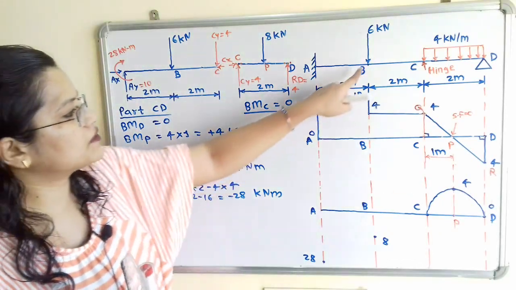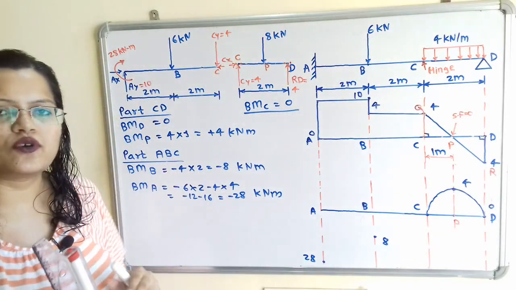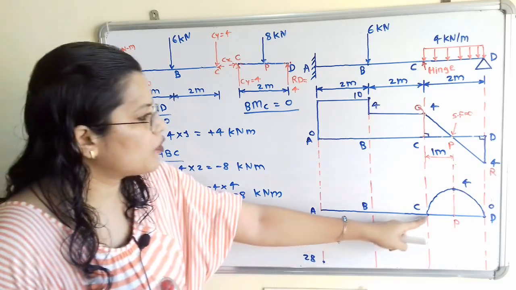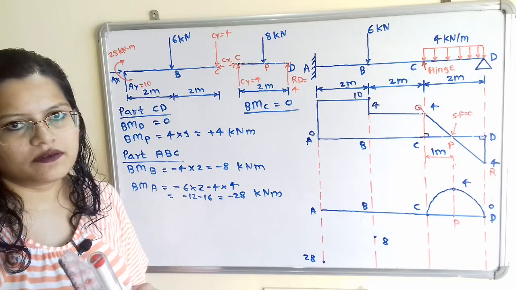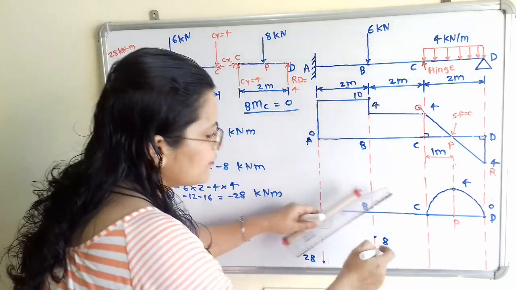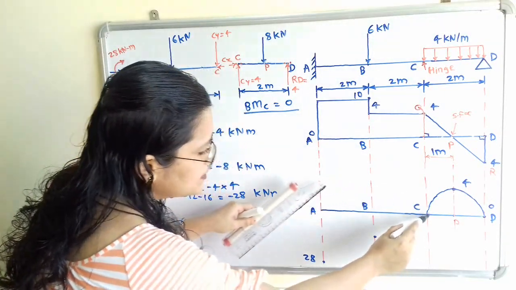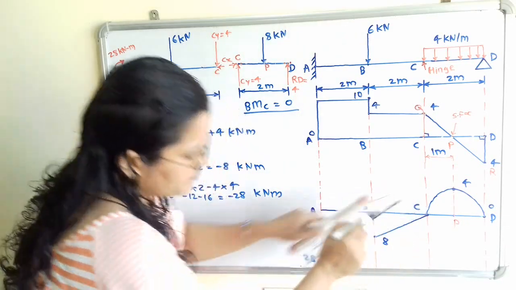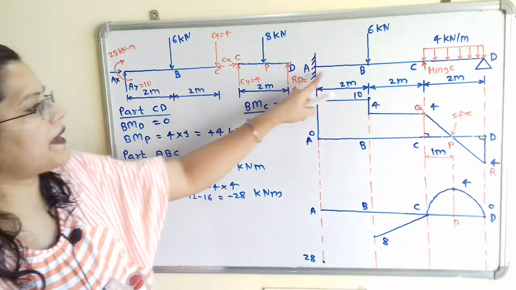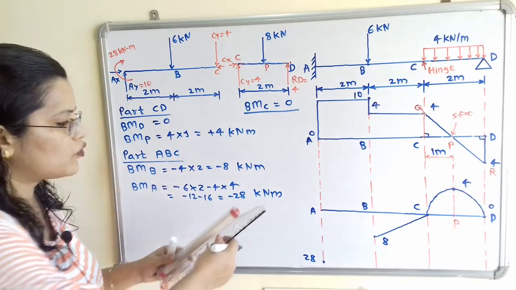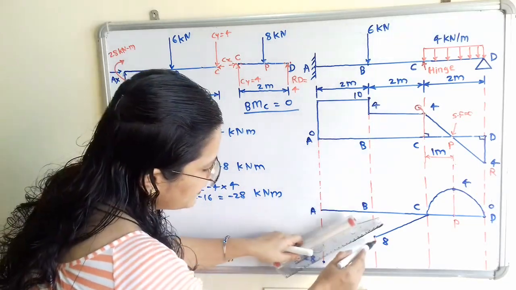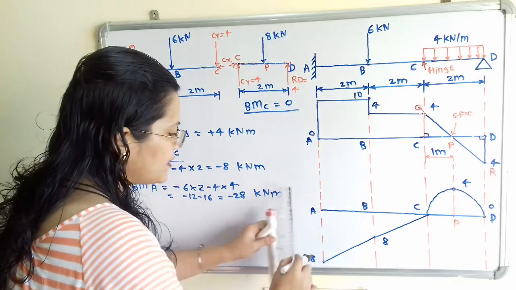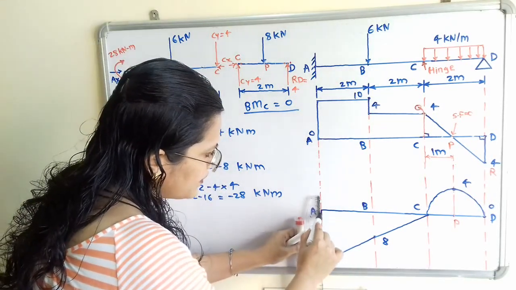Now if we observe the span BC, then there is only point load. So when point load, then the bending moment will follow linear curve. So here we will join these 2 points C and this 8 linearly. Now in the same way, in the span AB, there is only point load. So we will connect this 8 and 28 with linear line. And now at point A, we will connect with 0.